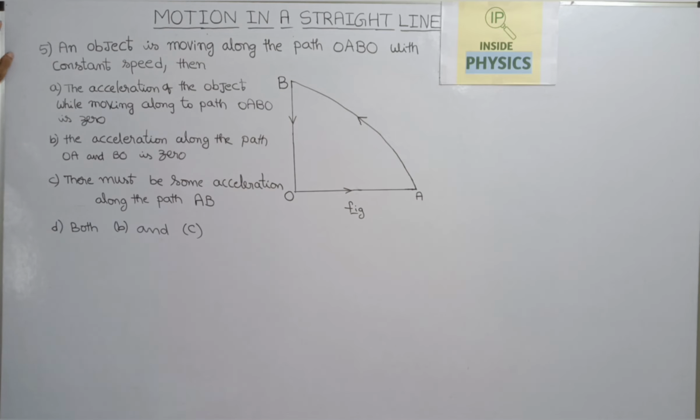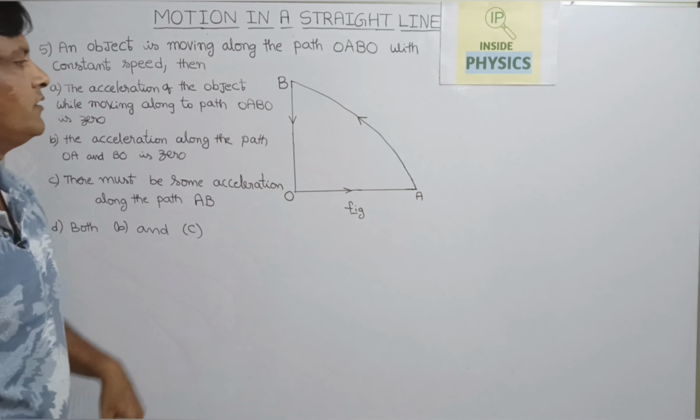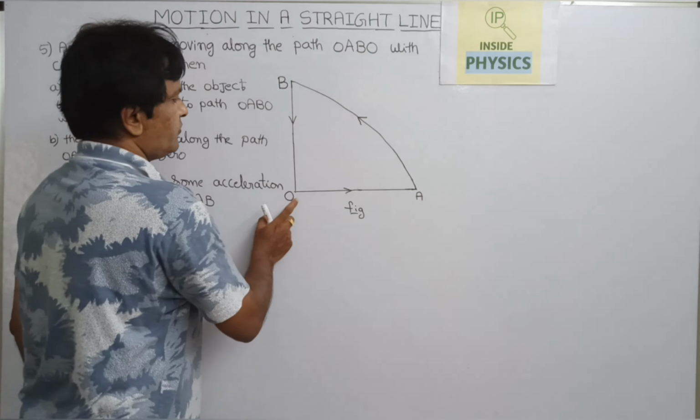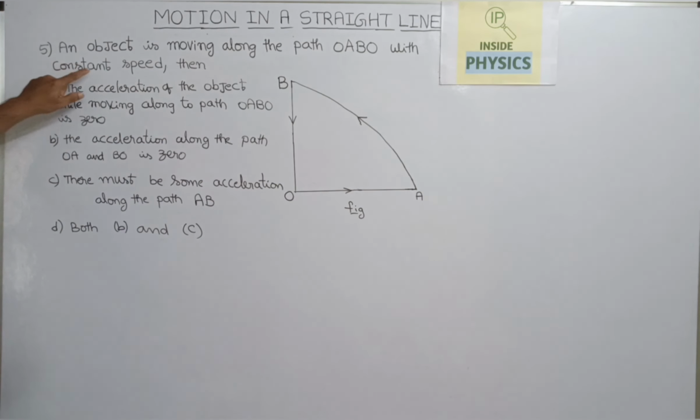Here we will see the fifth problem. An object is moving along the path OABO. Here it is shown in the figure. Starting from O, A to B, B to O with constant speed. Then there are four options given. The question is, choose the right option. So what are the options we will see?